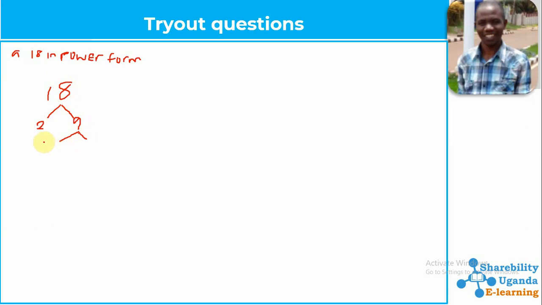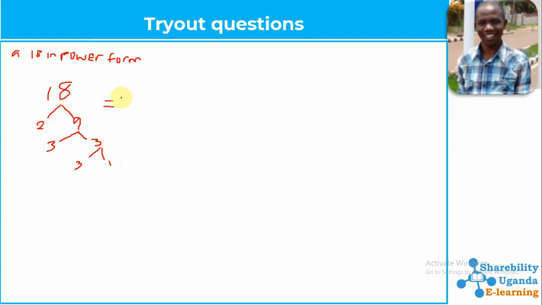We say our 9 divided by what? 9 divided by 3. Then here we shall be able to get our 3. So also 3 divided by 3, we shall get our 1. So here we have now been able to get our answers.